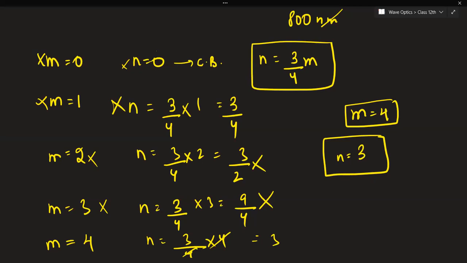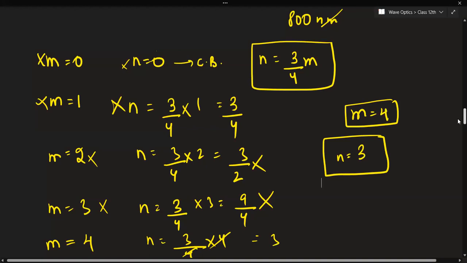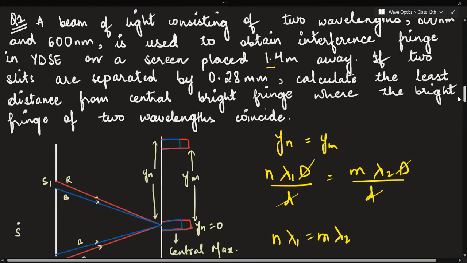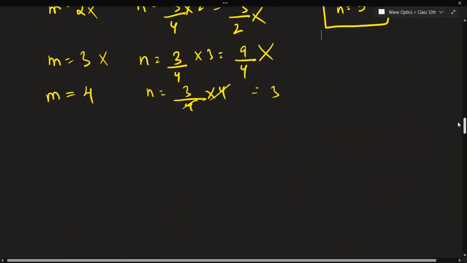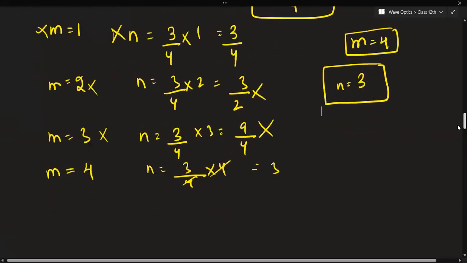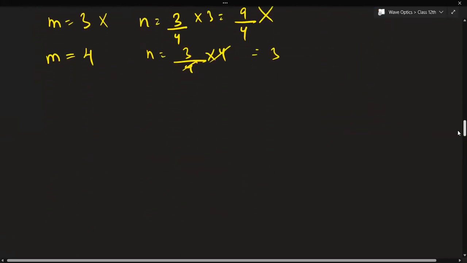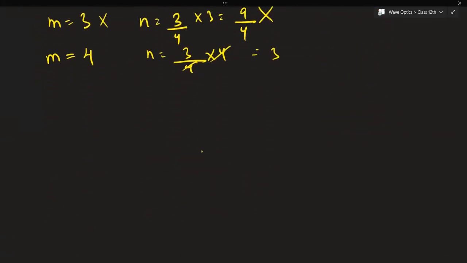We could have chosen m as 8 as well. Then also we would have got a proper whole number, right? Why not any other number except 4? Because your question demands that you calculate the least distance from the central bright fringe. So if you are calculating the least distance, you have to choose the minimum value that is possible. So m is equal to 4, n is equal to 3. This is the only solution that is possible.